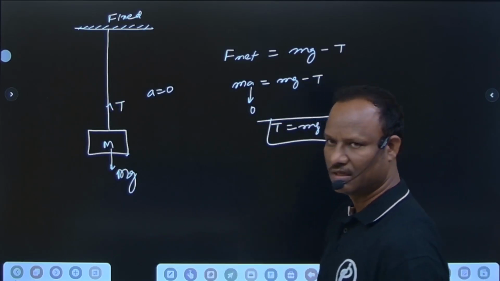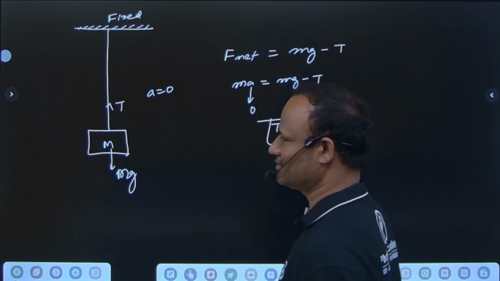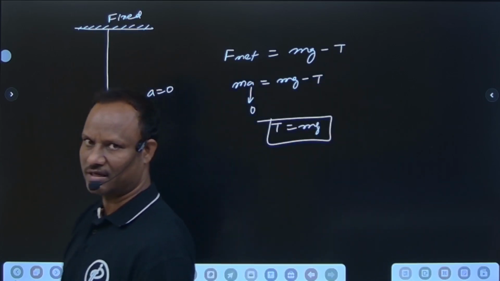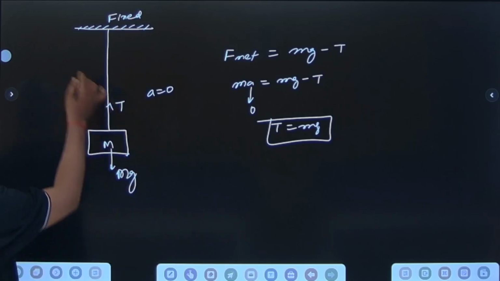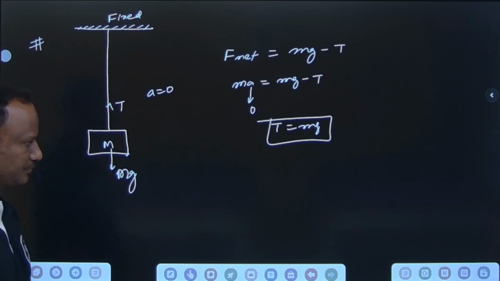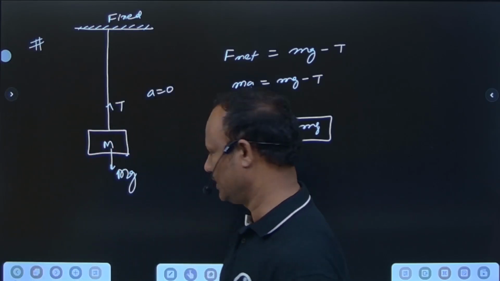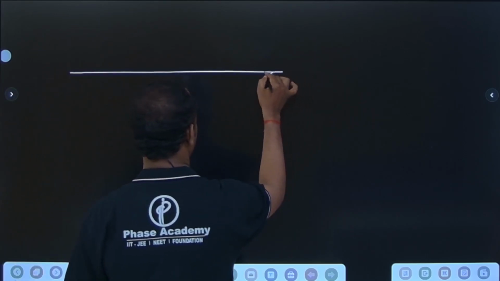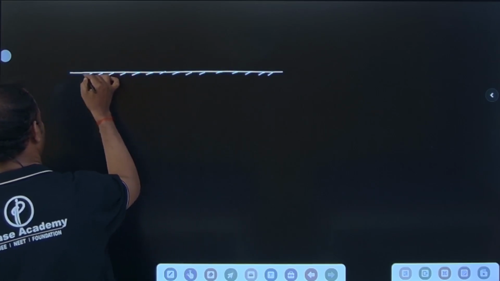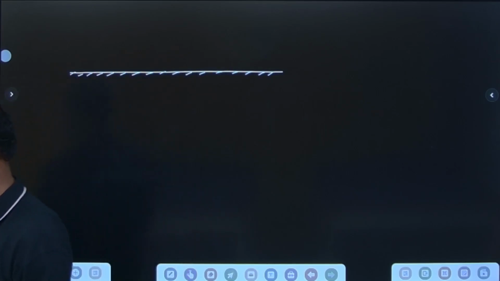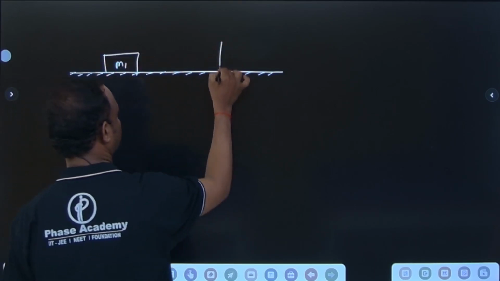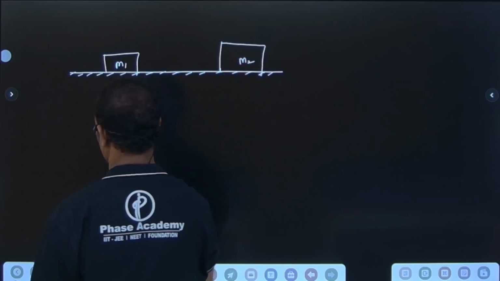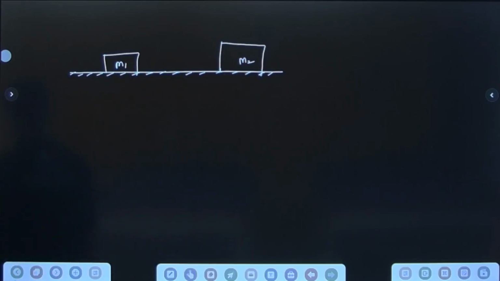You may raise a question: if the block is placed on a horizontal surface, how does the tension act on the system, on the bodies? This is the best example for the tension. A block is placed on a horizontal surface. On this horizontal surface, I am connecting two masses. Its mass is m1 and another mass is m2.